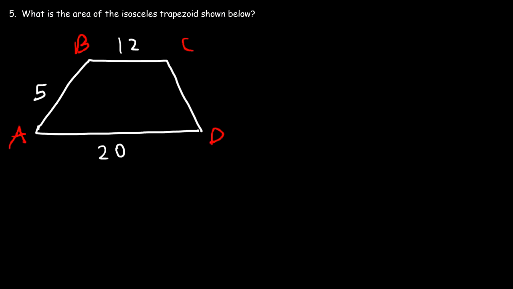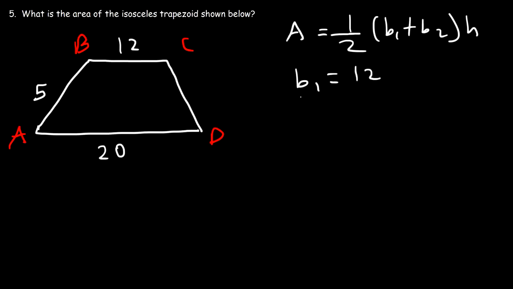Number 5. What is the area of the isosceles trapezoid shown below? So first we need the formula. The area is 1/2 B1 plus B2 times H. So B1 is the first base, that's 12. B2 is the second base, which is 20. And H is the height of the trapezoid. So somehow we need to calculate H in order to calculate the area. So how can we do so?